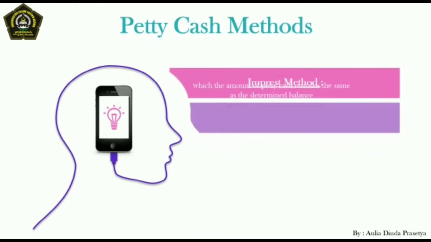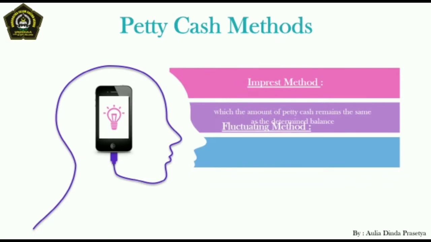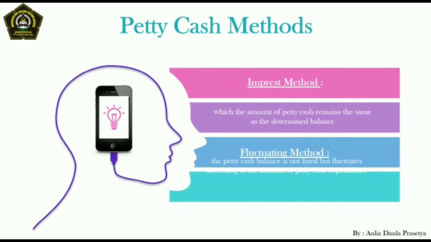Okay, I will tell you how to manage petty cash. There are two kinds of petty cash methods. The first one is the impress method, in which the amount of petty cash remains the same as the determined balance. And the second one is the fluctuating method. The petty cash balance is not fixed, but fluctuates according to the amount of petty cash expenditure.